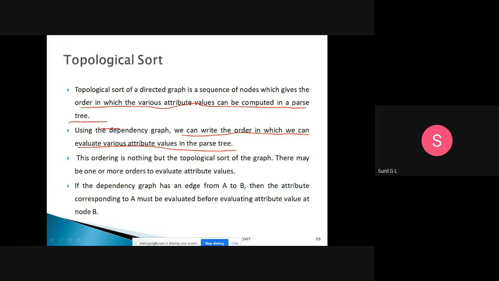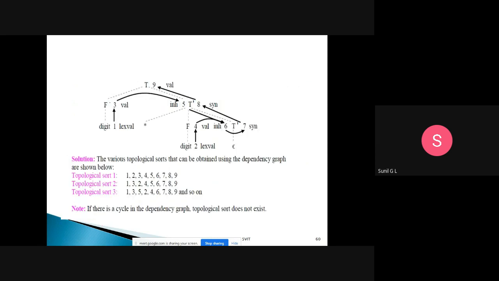So here, if the dependency graph has an edge from A to B, then the attribute value corresponding to A must be evaluated before evaluating the attribute value at node B. Okay, so suppose we take the same parse tree with the dependency graph. How will we evaluate this topological sort?